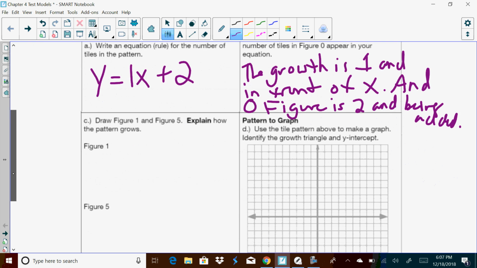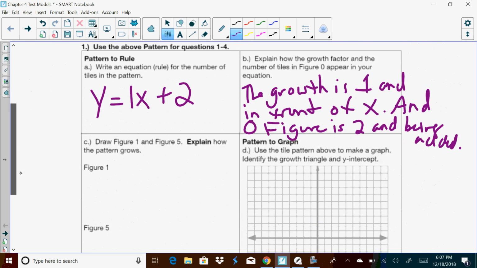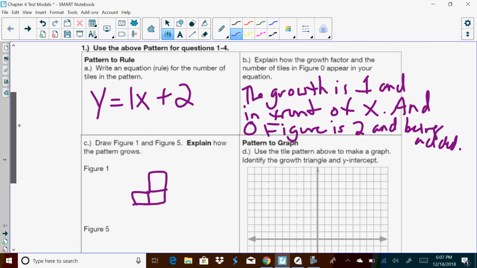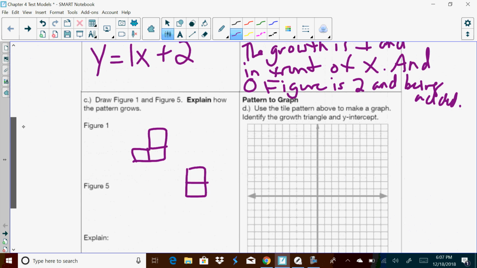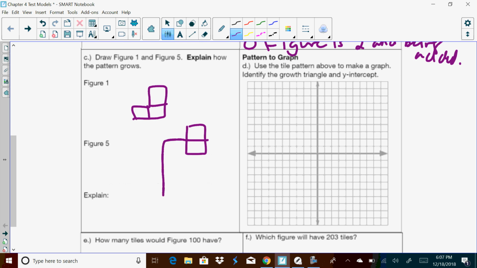Part C says, draw figures 1 and 5. So 1, I already drew. It should look something like this. Figure 5, I know figure 4 started out, if I scroll back up, figure 4 has 4 tiles coming off. And then 1 more tile. And then you guys need to write an explanation of how you figured out what the tiles are.